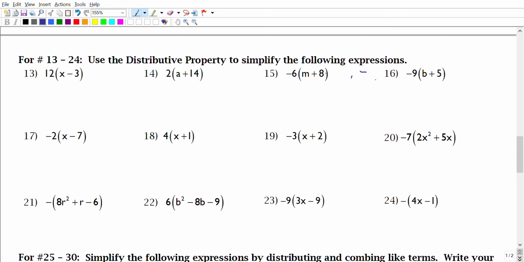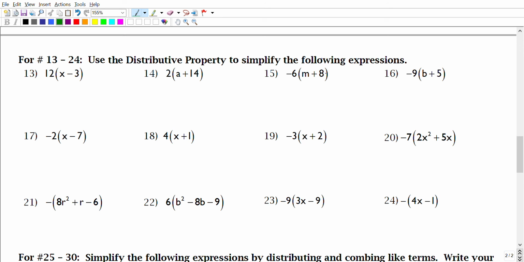So the last part of yesterday that we learned was basically distributive property. We went over it just a little bit, but today we're going to get a little more practice on it. All right, so numbers 13 through 14 say use the distributive property to simplify the following expressions.